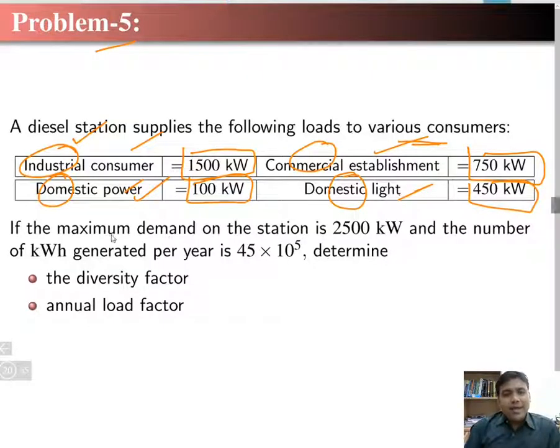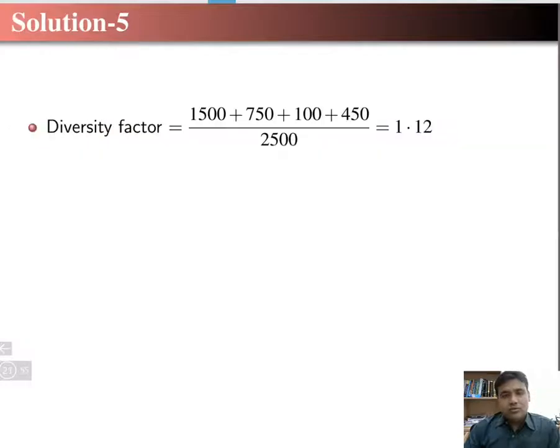So if the maximum demand on a particular power station is 2500 kilowatt and the kilowatt hours generated per year is 45 into 10 to the power 5, so this is basically the energy generated. Determine the diversity factor and the annual load factor. So these are the two things that you have to determine.